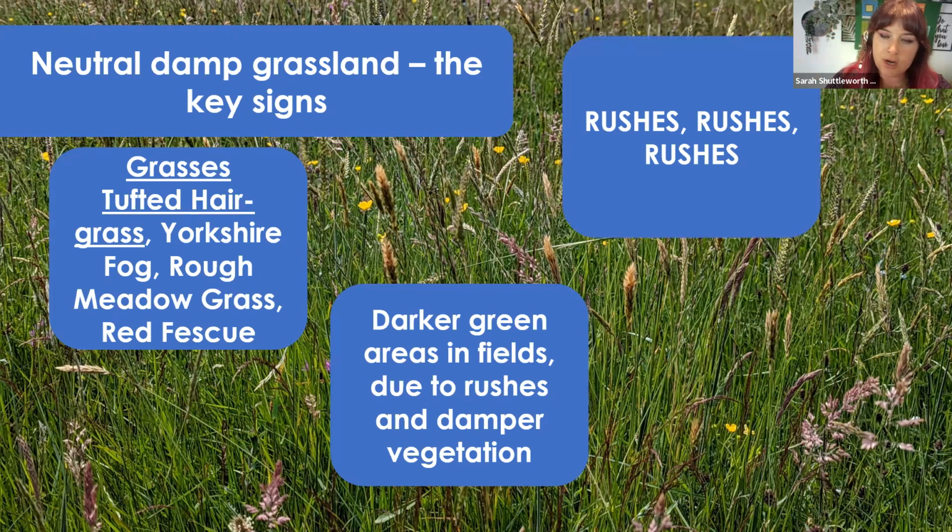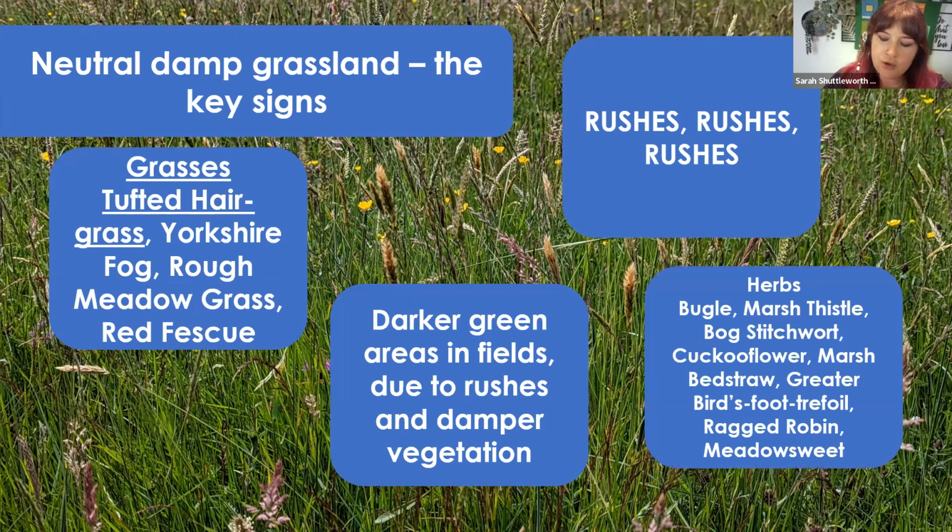So if you've got rushes, soft rush or jointed rush, hard rush, any of those rushes, which we all put together as a group for NPMS anyway, but if you've got lots of rushes, then you're probably looking at neutral damp grassland. You can also get a lovely mix of other herb species that aren't necessarily NPMS indicators, but are just likely to indicate to you that you've got neutral damp grassland.